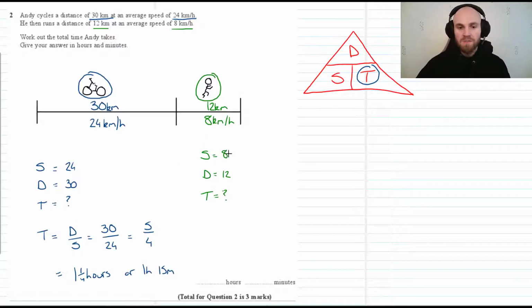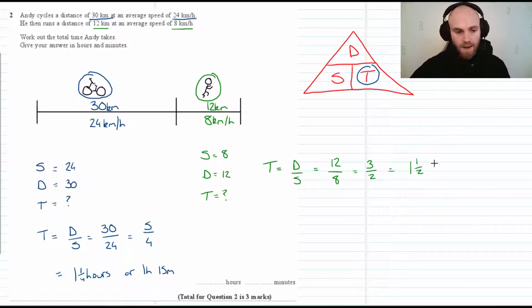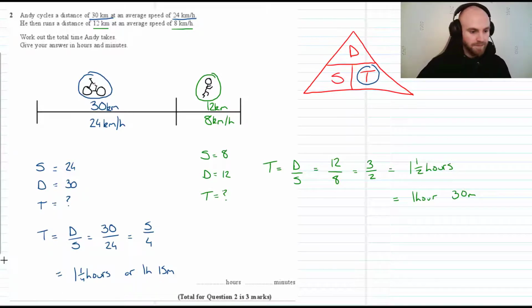And when he starts running, we know that the speed is 8 kilometers an hour. We know that the distance is 12 kilometers. What is the time? Well, t is going to equal d over s. d is 12. s is 8. And this is going to equal 3 over 2, which is the same as 1.5. 1.5 hours, which is the same as 1 hour 30 minutes.